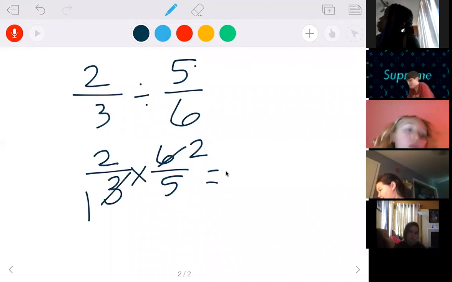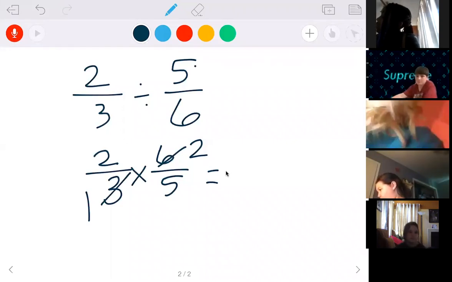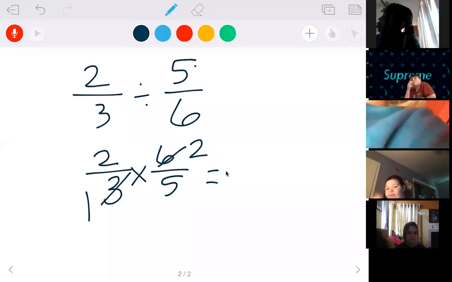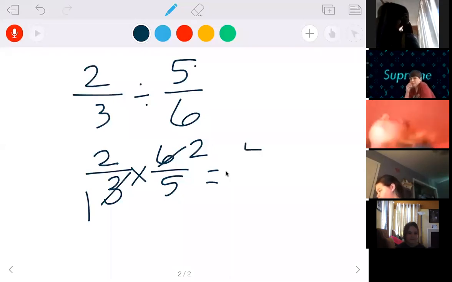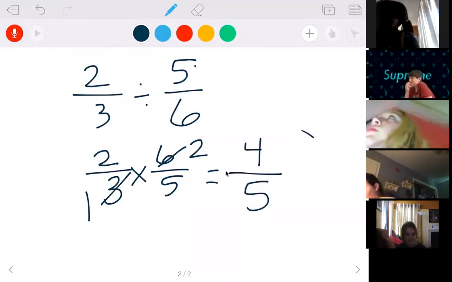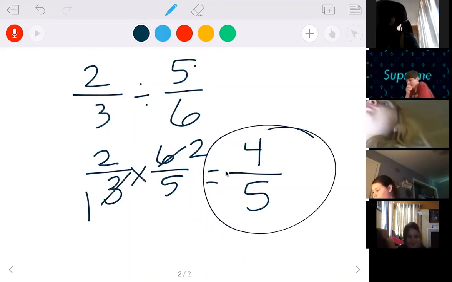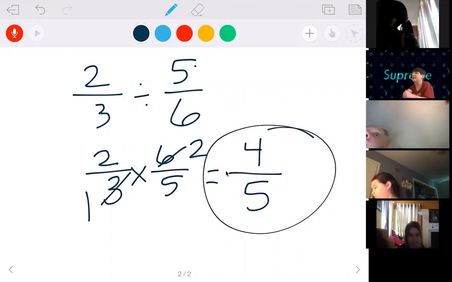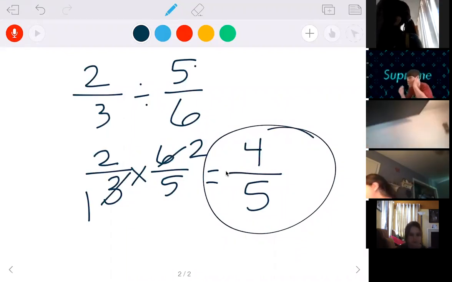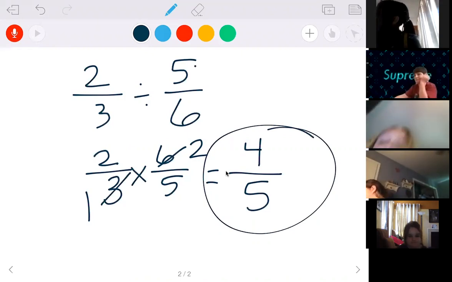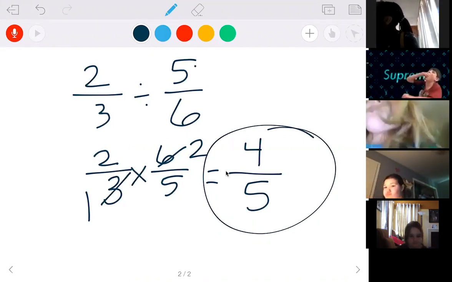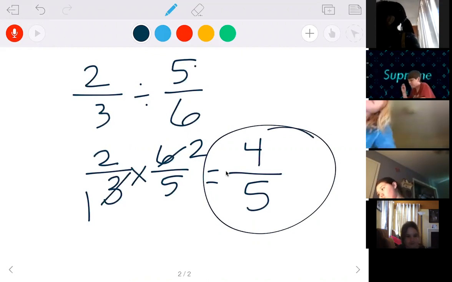Okay, the one in your book, it looks like it's not cross-reducing, so I don't know why they're not doing that. But 2 times 2 is 4. 5 times 1 is 5. So you should have gotten 4/5. If you look in your book for number 1, I know it doesn't show you the answers, but in my teacher edition, it tells me the answer is 12/15. And they didn't reduce at all, so the teacher edition has a typo in it. So 4/5.